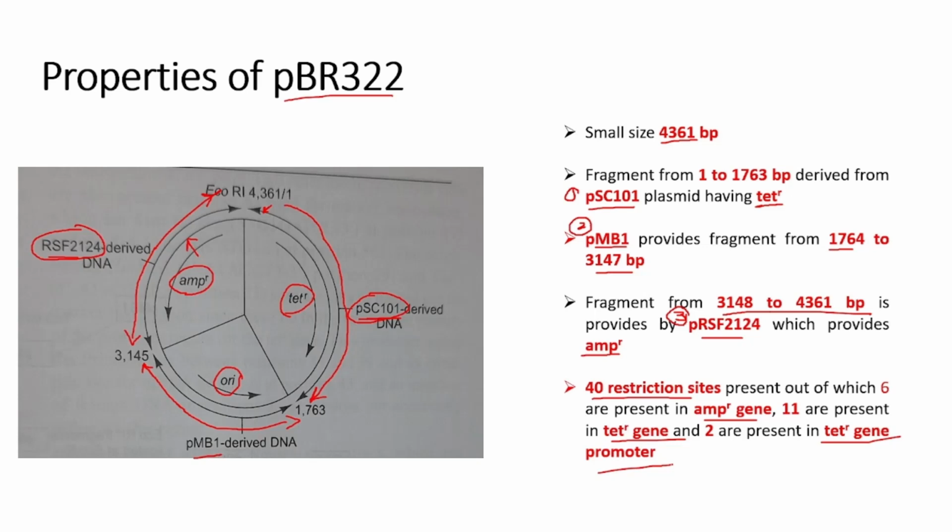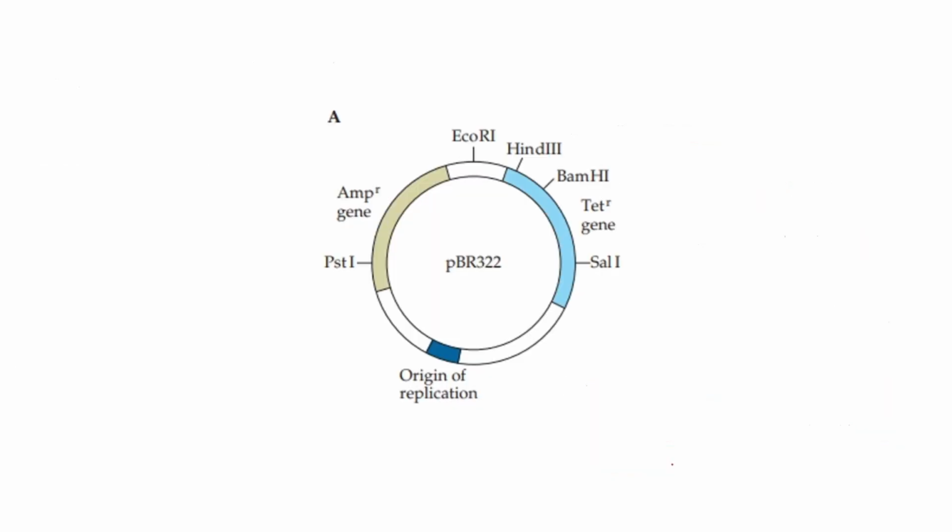extensively in genetic engineering. So once again, if you look at the structure of pBR322, you will notice that there are some famous restriction enzyme sequences which I would like to show. For example, in the tetR gene, the HindIII restriction site is present for the HindIII restriction enzyme, the BamHI restriction site is present, and the SalI restriction site is present. These three restriction sites are very useful in genetic engineering.